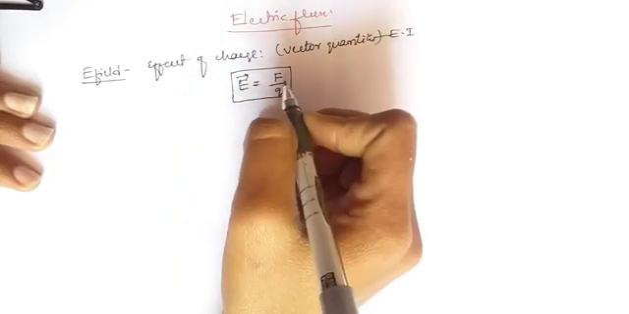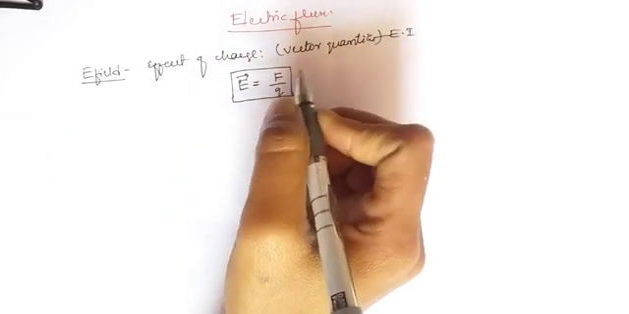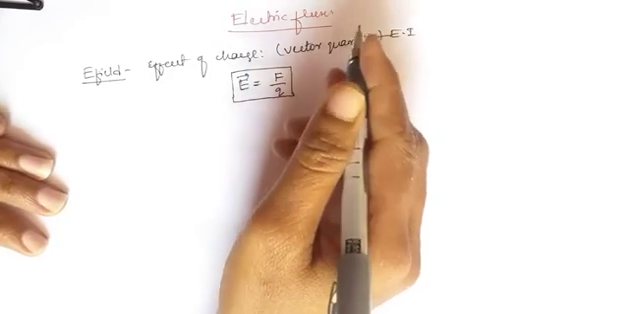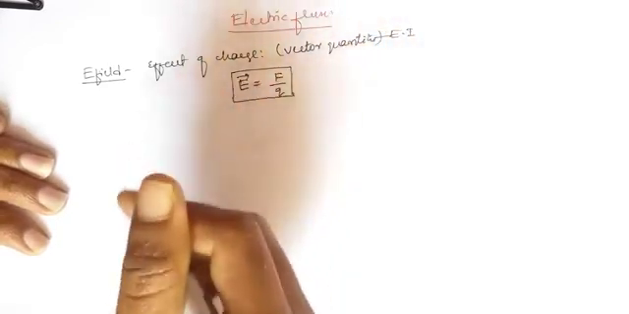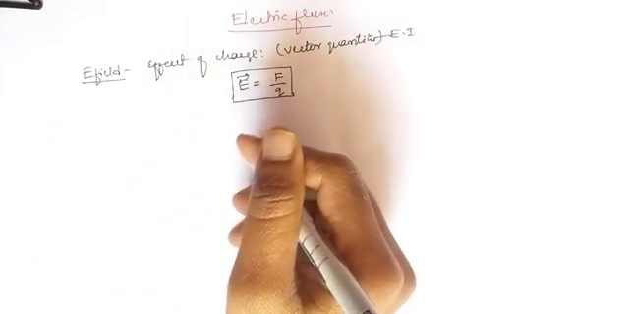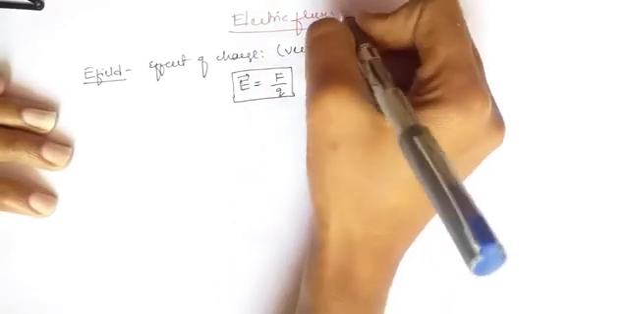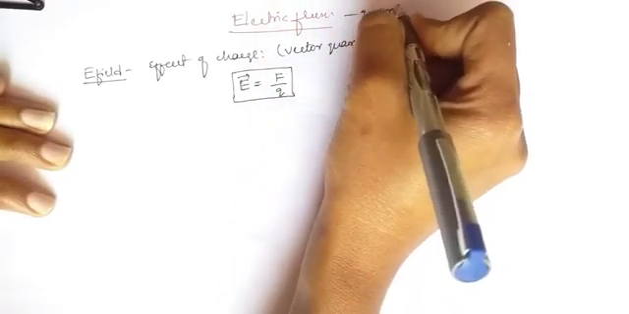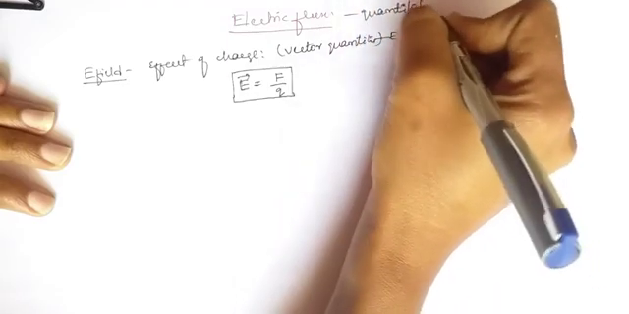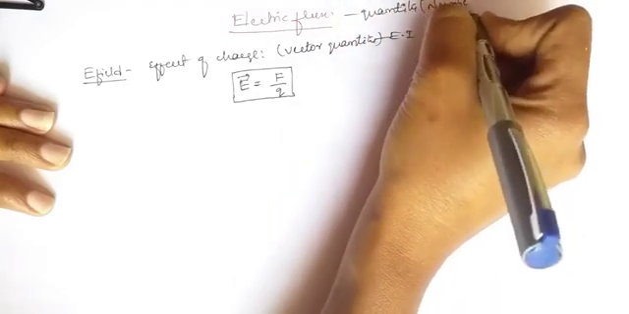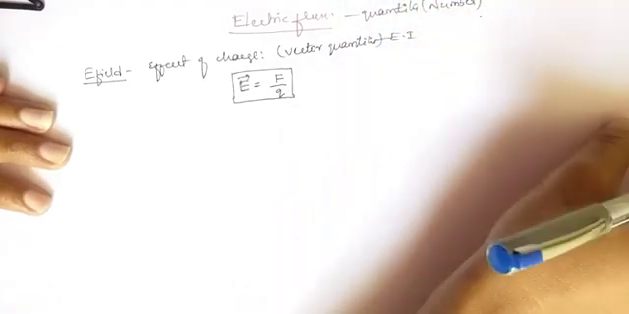Okay, so now here we have to know about what is electric flux. Electric flux means it is a quantity. Quantity means it is a number. So which number is it?